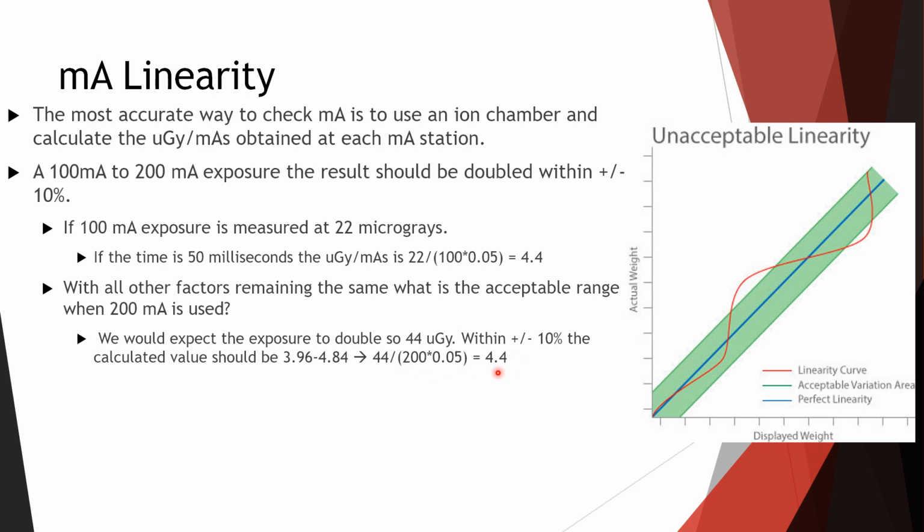We'd get 4.4 again. So we can see the reason this calculation is used is because it's going to give us the exact same number if it is accurate. If it is doubling like it should, it's going to be the same number every single time. So once we get a baseline, we can easily see that this is our acceptable range, and if anything fell out of this, it would be easy to spot, because we're standardizing the measurements with this calculation. That's why they use it.